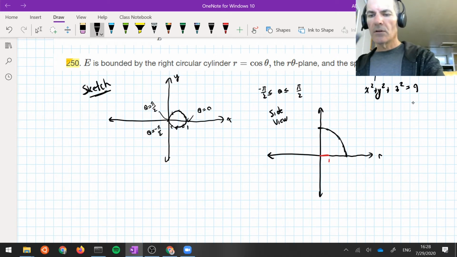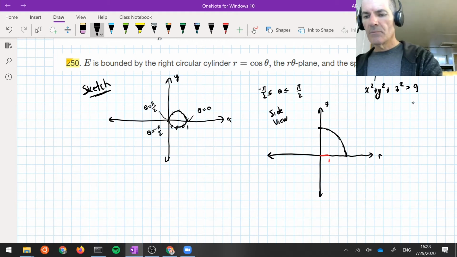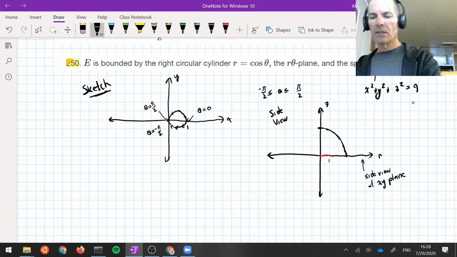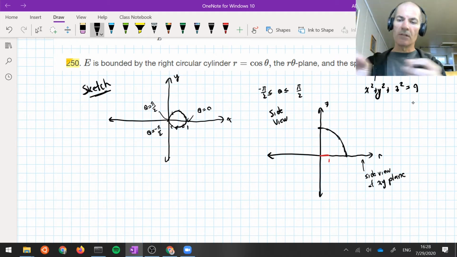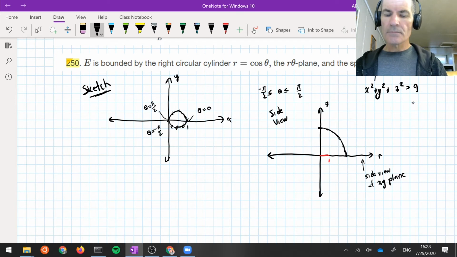In what I'll call the RZ plane. So this R axis is kind of a pretend axis, but what it really is just the side view of the XY plane. And moving along the R axis is really just moving a distance from the origin in the XY plane.